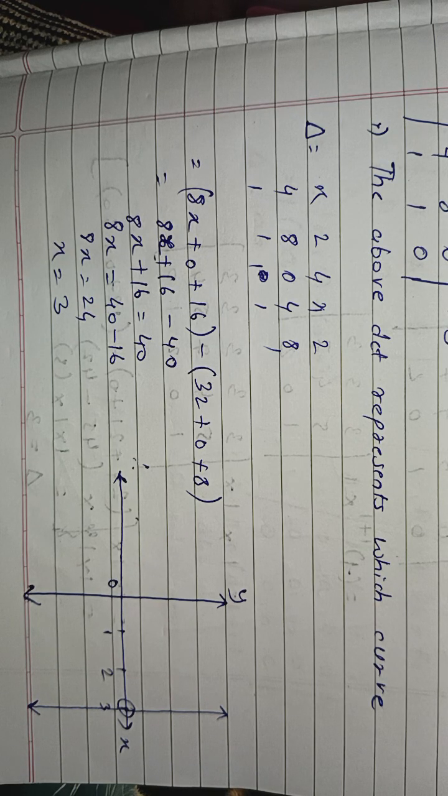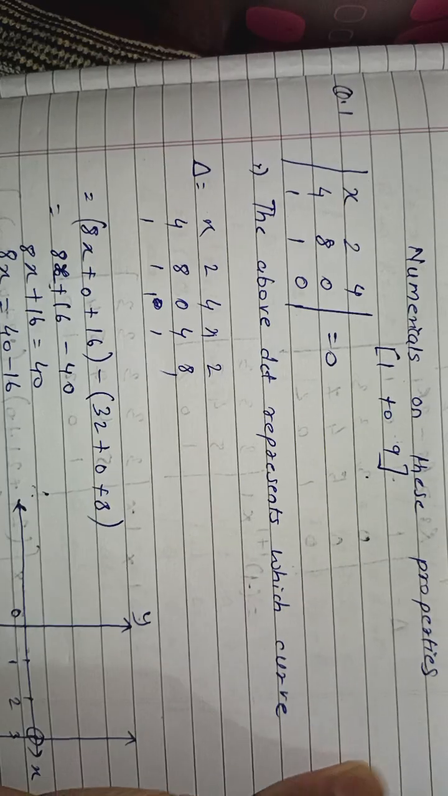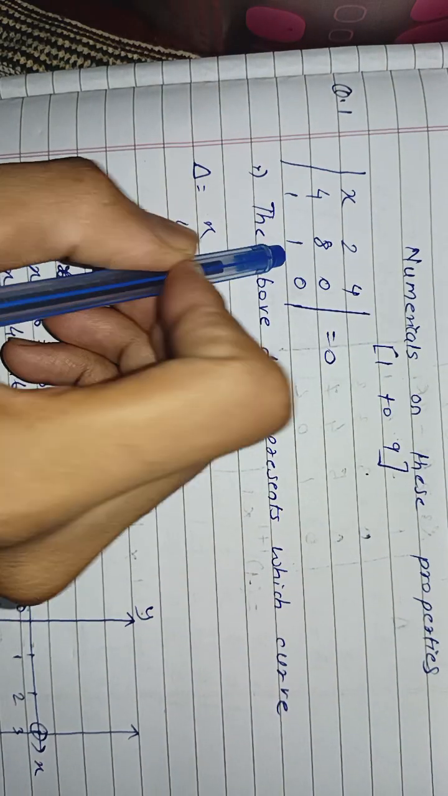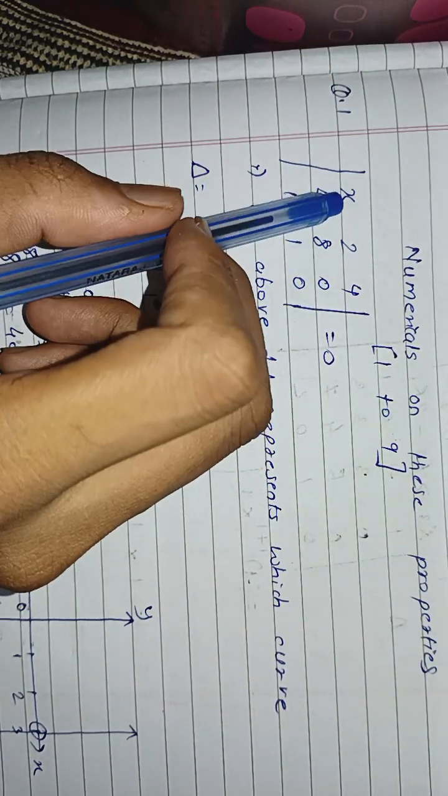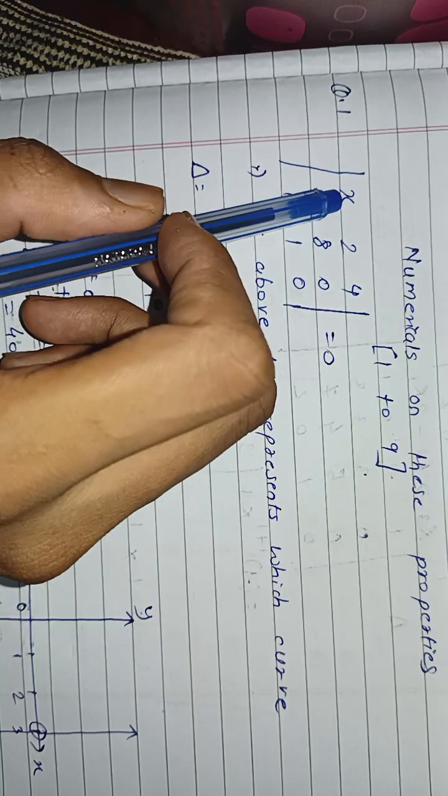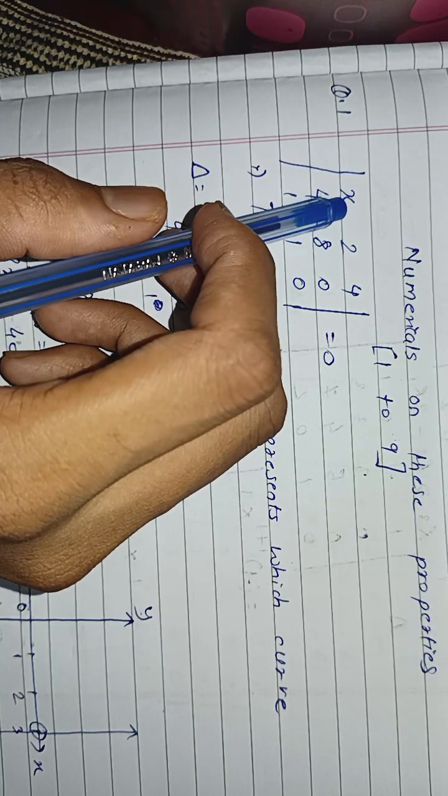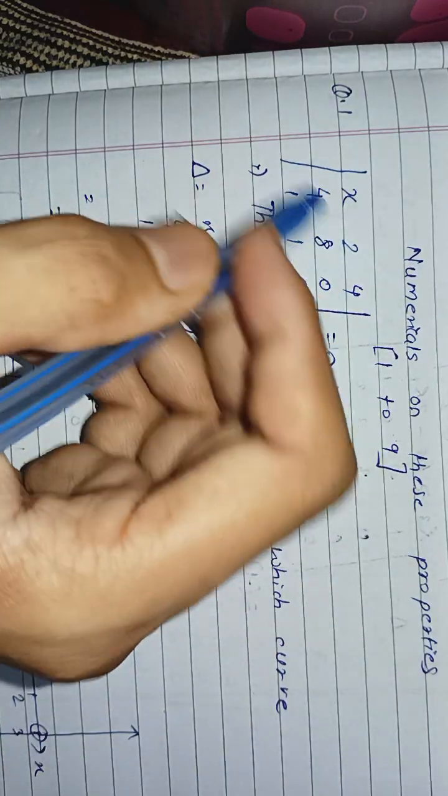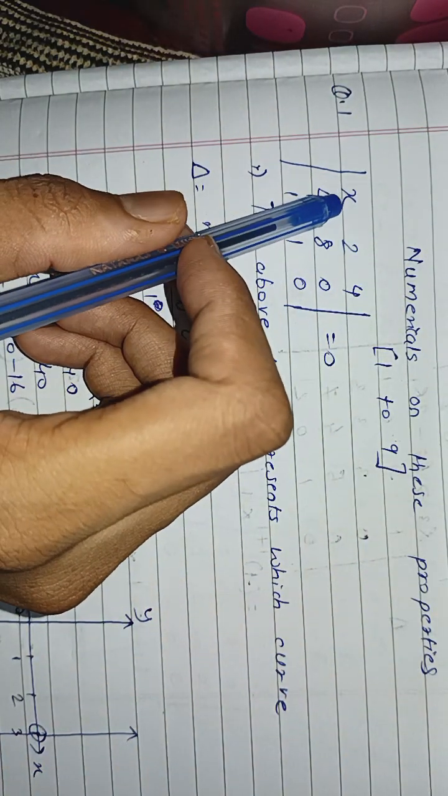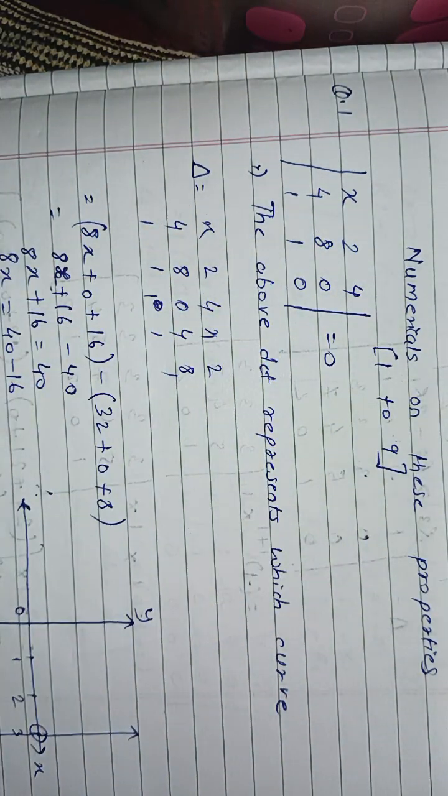So here let's see a numerical. There is a matrix. They are asking to calculate x, and x lies on which curve. Means if you get some value of x, then on the x axis, where is the x.